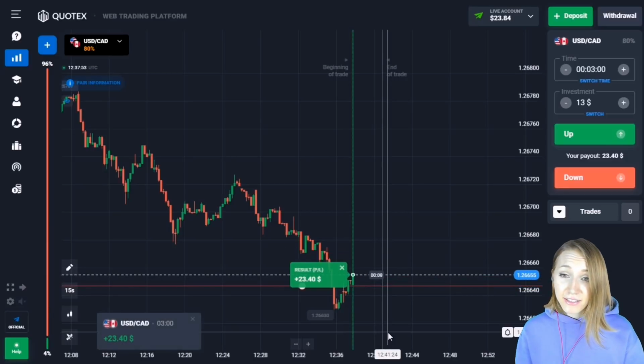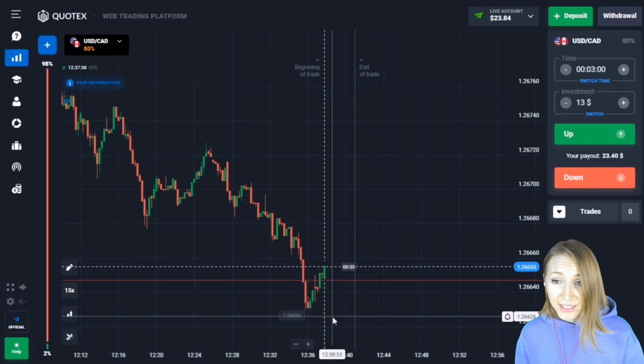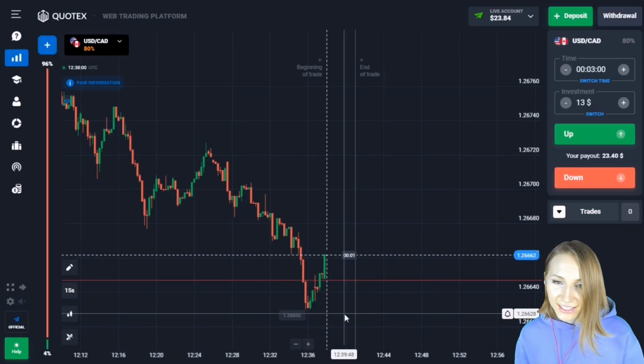Well, it's not bad. The price continued its downward movement, and we have got the profit again. So 3 minutes was enough here. So let's keep on trading.